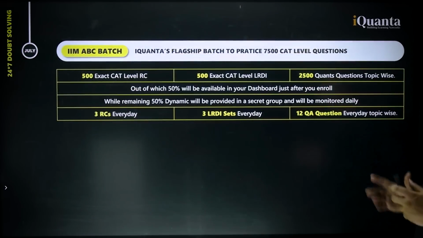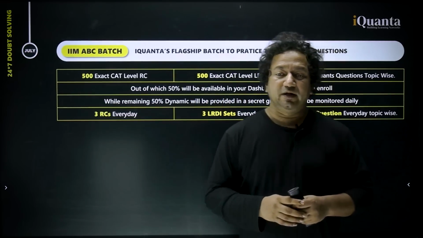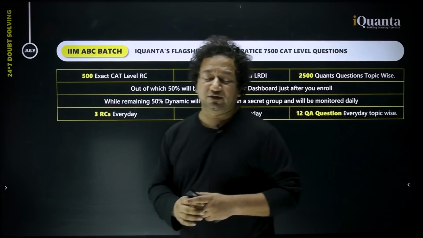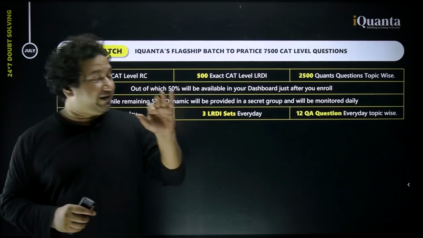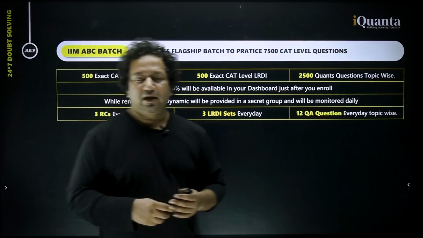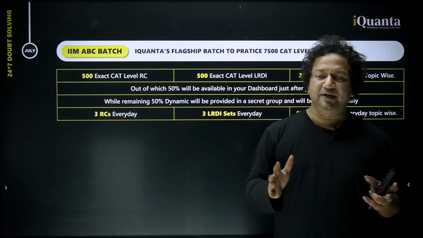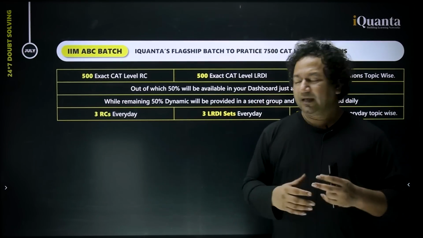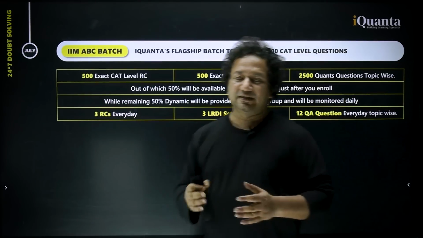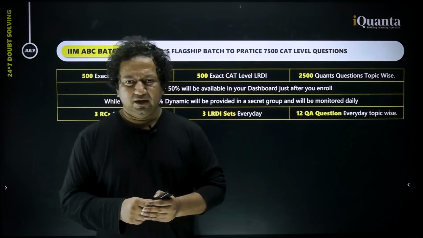In July, we'll be launching the IIM ABC practice batch, in which there will be 500 exact CAT level RC sets, 500 exact CAT level LRDI sets, 2,500 exact CAT level quant questions topic wise, and 50% of it will be available to you the moment you enroll, and the rest will be dynamic. We'll provide it to you via the secret group as a daily practice question. 3 RCs every day, 3 LRDI sets every day, and 12 questions every day will be given to you in the dynamic part of the IIM ABC batch.